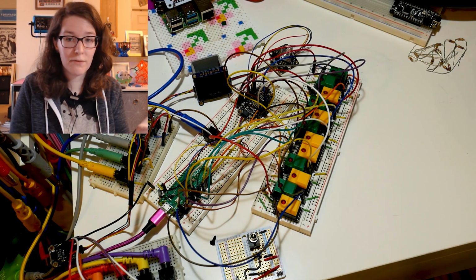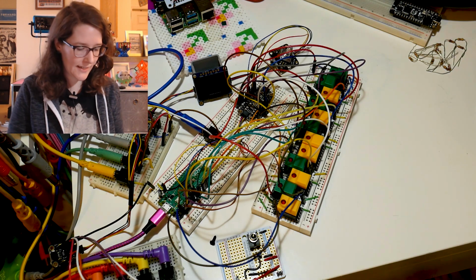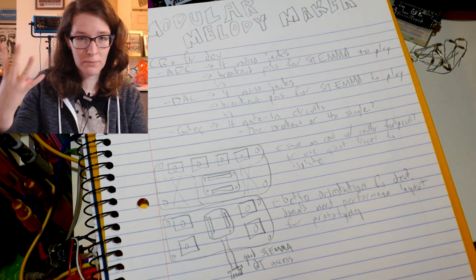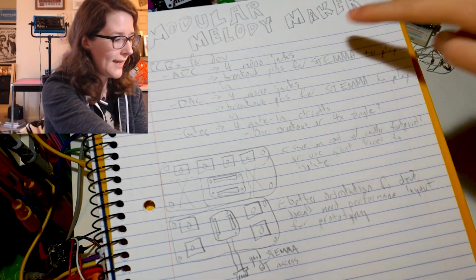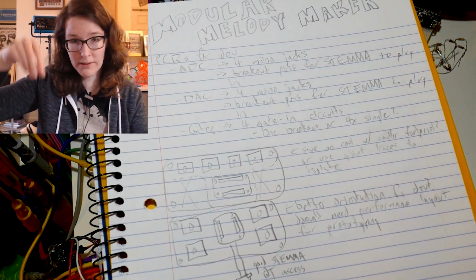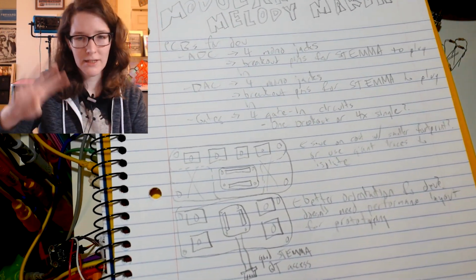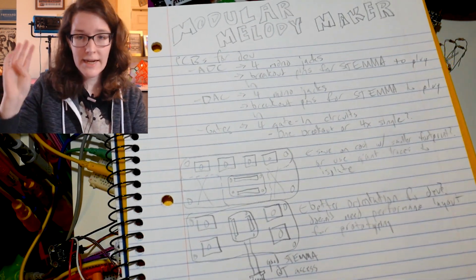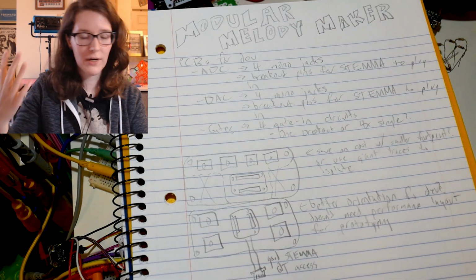Even though I do a lot of stuff with technology, obviously, I like to handwrite my notes. Basically, I'm going to do PCBs. There's going to be 4 PCBs. One's going to be for the ADC inputs, the 4 mono jacks, and then a breakout spot for the Stemma board to plug in. And then the DAC, same thing, 4 mono jacks, spot for the breakout PCB to go in. And then the gate in as well. And that's 4 gate in circuits.